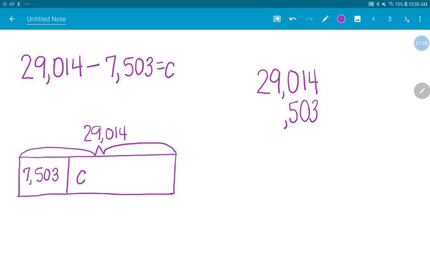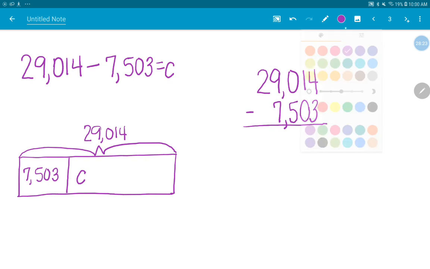I have 9 thousands. I'm taking away 7 thousands. So the 7 goes right there underneath the 9 in the thousands place value. I have 2 ten thousands, and I'm taking away no ten thousand. So do I need anything underneath the 2? No, because it's at the beginning of the number, so I don't have to represent that.